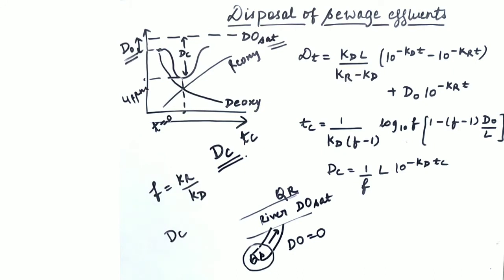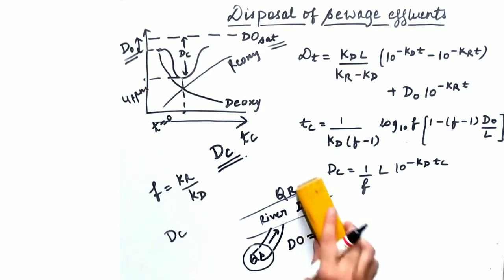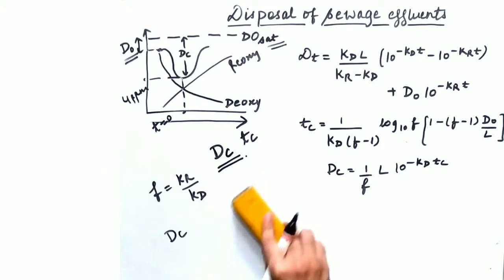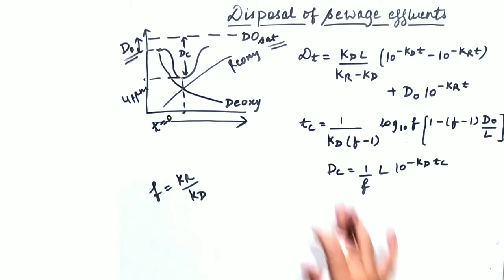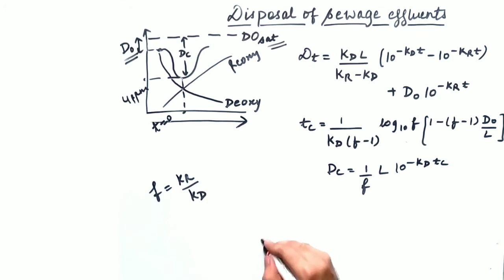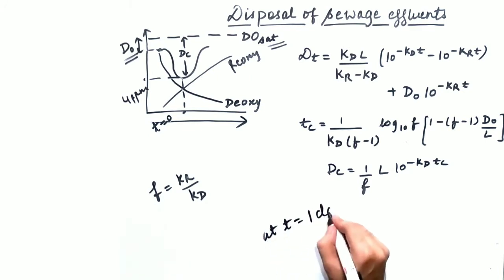Now there is a very big derivation to calculate all these points like Dc, tc and Dt, but we will not go into the depth of the derivation and we will directly learn the formula. So this is the formula for Dt. Dt means, if I ask you what is the depletion in the oxygen, that is, what is the reduction in the dissolved oxygen at t equals suppose 1 day. After 1 day, what is the value of reduced dissolved oxygen? Then you have to calculate Dt.